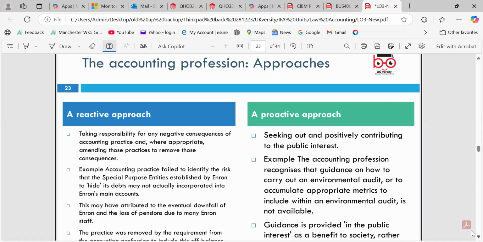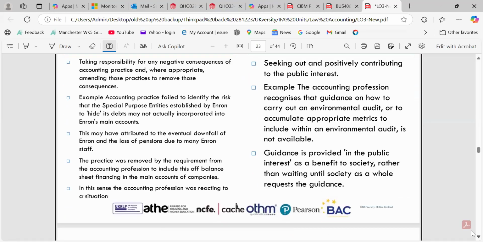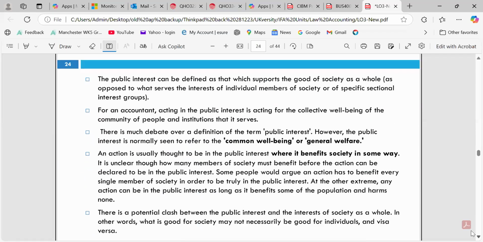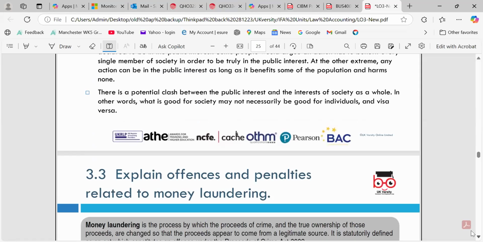A reactive and proactive approach: taking responsibility for every negative consequence of accounting practices and, where appropriate, amending those practices to remove those consequences. Proactive approach: seeking out positive contributions to the public interest. An example is guidance the accounting profession recognizes on how to carry out environmental audits, like the environmental impact we discussed earlier in assessment criterion 3.1, sustainability. Public interest is the most important thing: common well-being, general welfare, and benefit to society at large. That's what we need to promote. If we discuss all these points, we are meeting criterion 3.2.